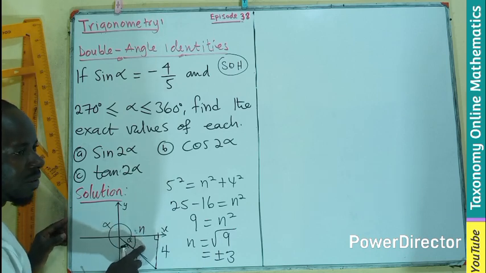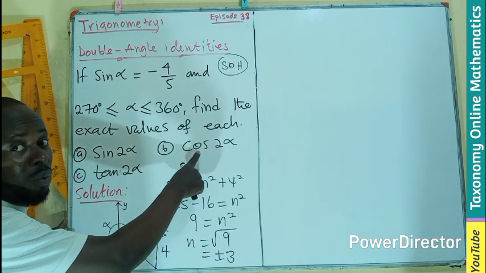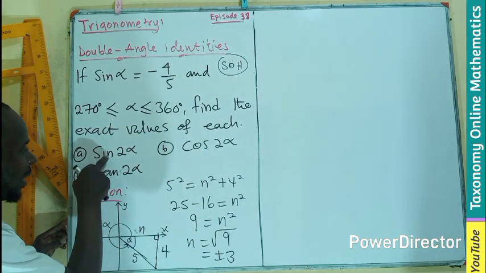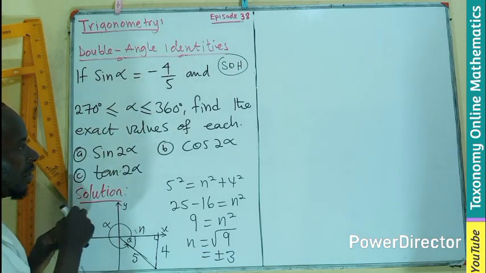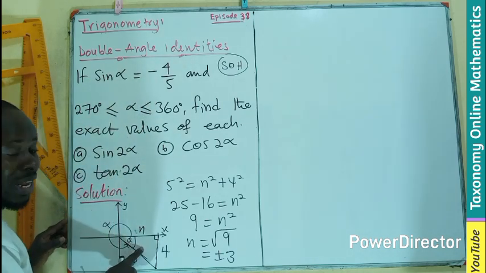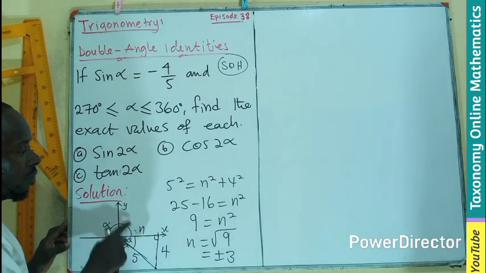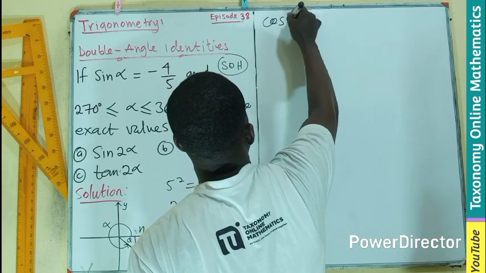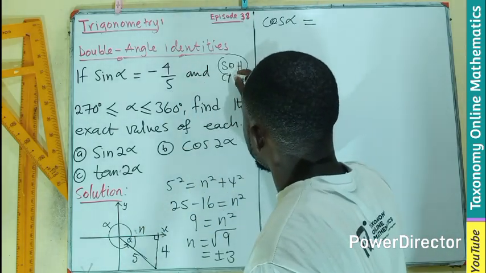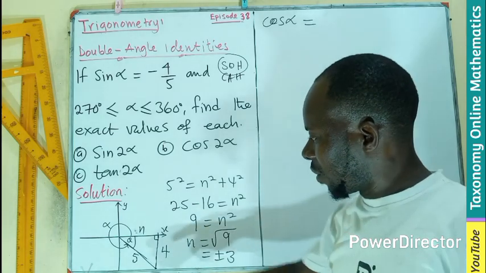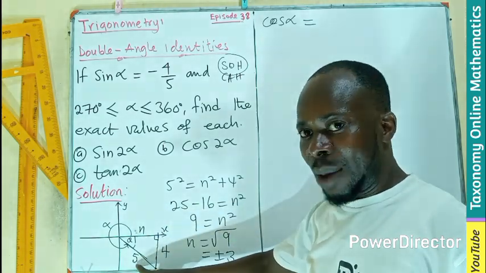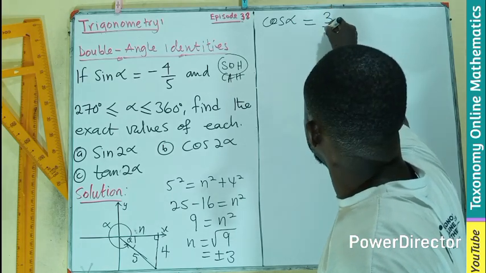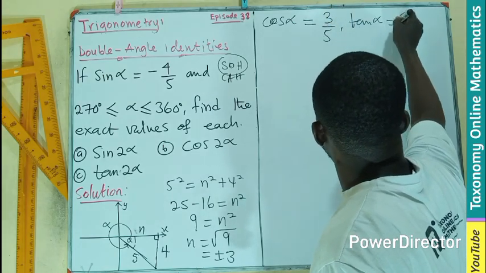Now, in the fourth quadrant, cos is the only one that is positive, so we go for the positive value. The sine is already negative, and the tan will also be negative, because this is not a quadrant for tan to be positive. So if I pick the cos of alpha, cos is adjacent over hypotenuse. So the adjacent side is 3 divided by the hypotenuse 5.